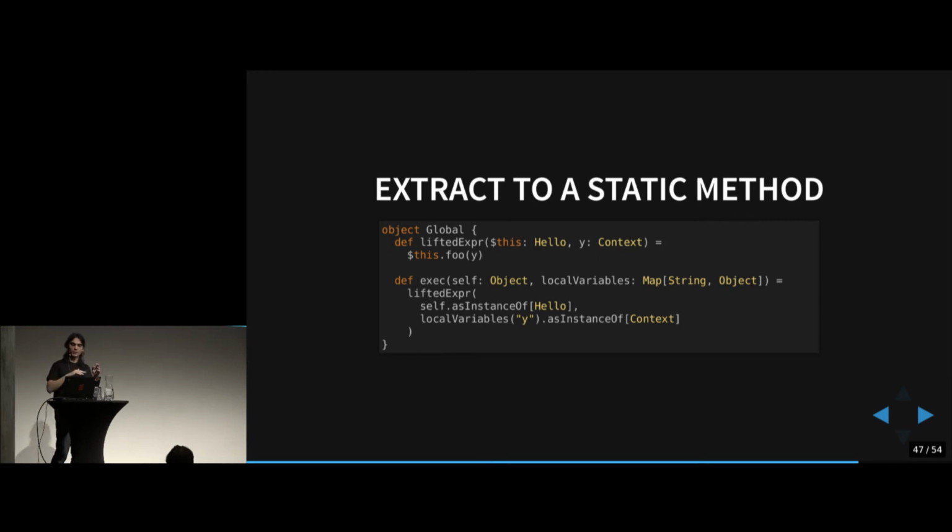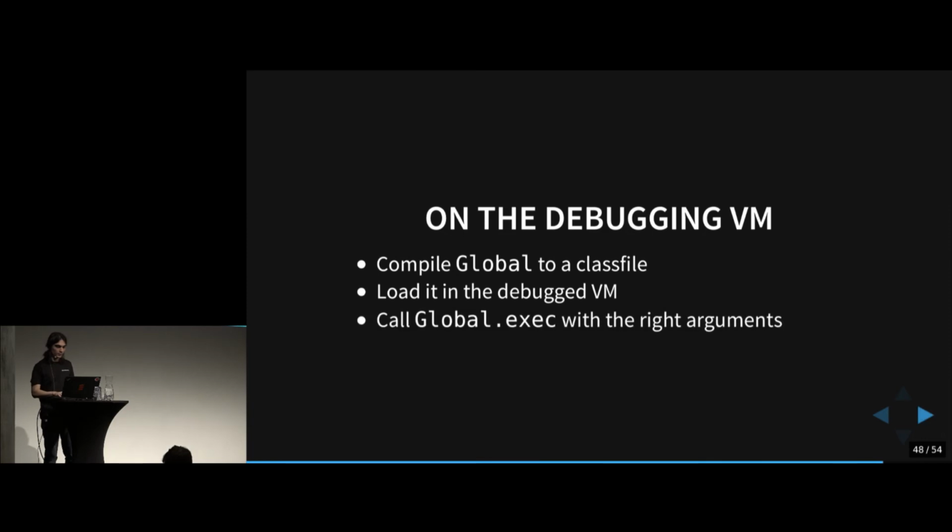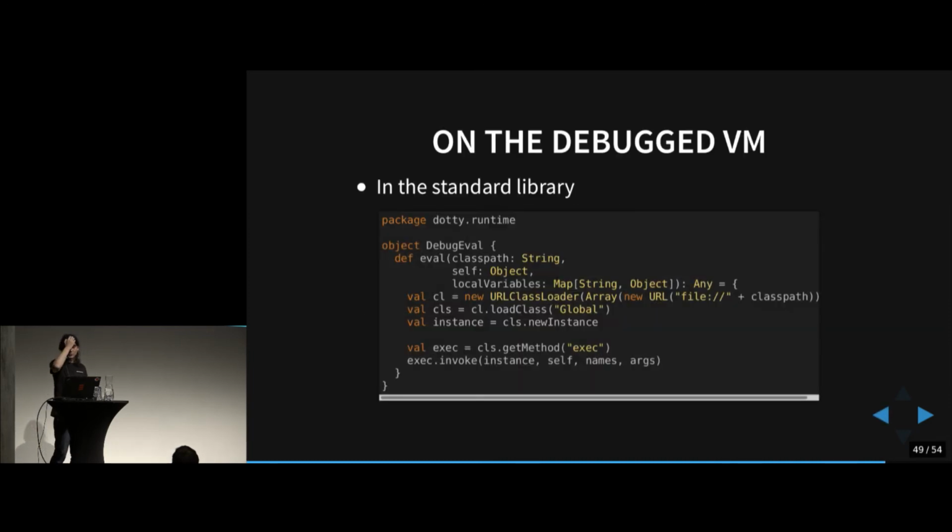But then we're still on our local JVM, trying to debug a remote JVM. And so we've compiled this thing down to a class file, but now we somehow have to send this over to the remote JVM, like inject a class file in the remote JVM. So what do you do? Once you've loaded it, you need to call the static method with the right arguments. So we can cheat a bit and add some kind of hook in the standard library of Dotty to be able to do this. This isn't actually necessary, but it makes things a bit easier.